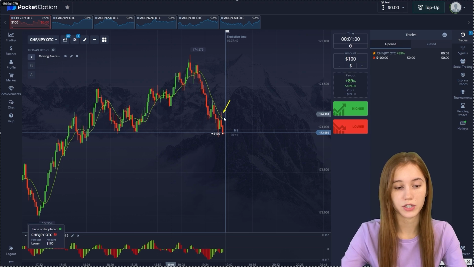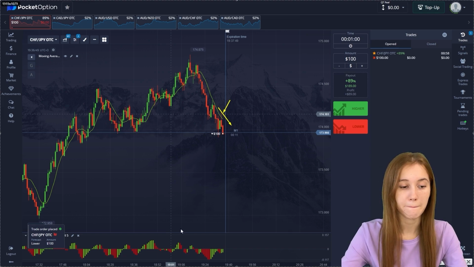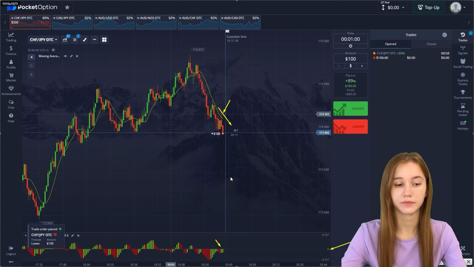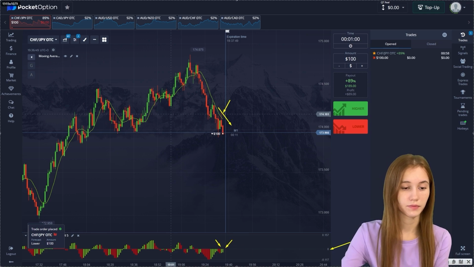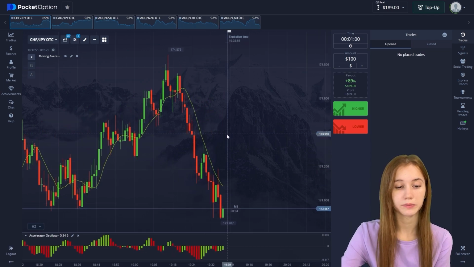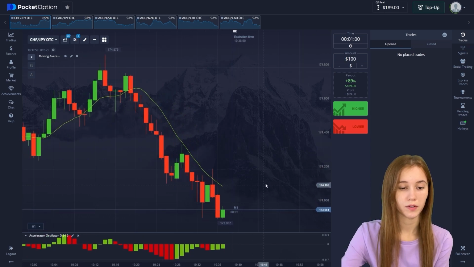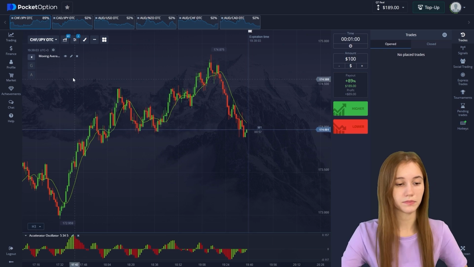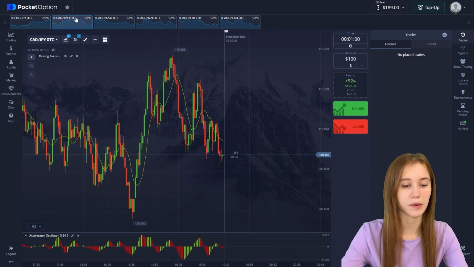The moving average is going down, lower, this indicator lower, this line. Two green bars we see also here, a descending trend, and then there are going to be red bars. So we see a plus deal, good, $189. We move on to the next currency pair.